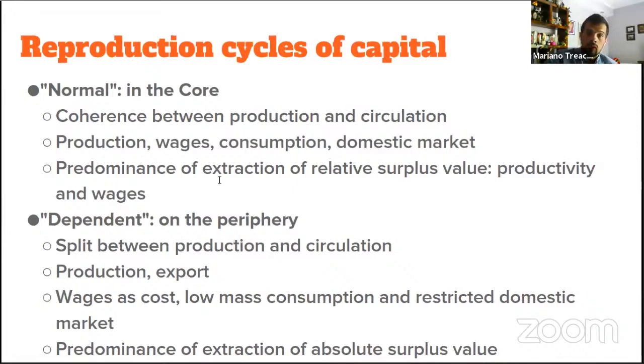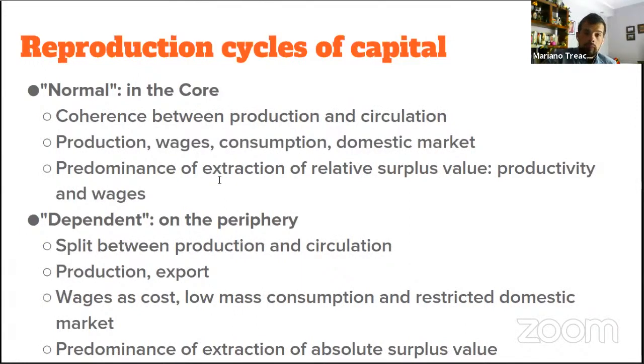So the normal reproduction cycle of capital will be this coherence between production and circulation, that is, between production, wages, consumption, the size of the domestic market, and also the predominance of the extraction of relative surplus value, that is, productivity and wages.